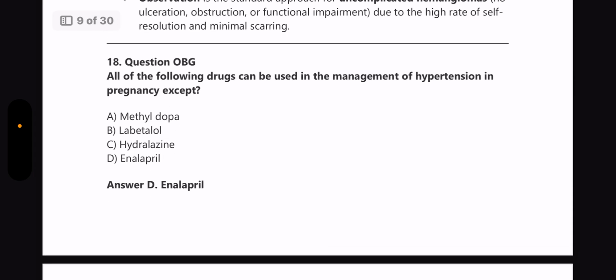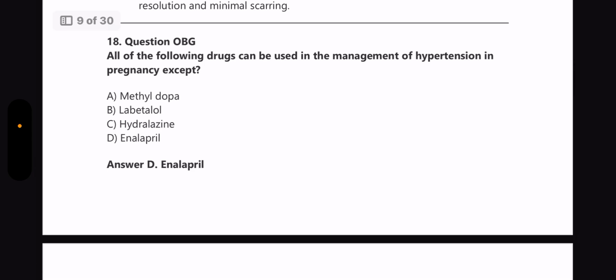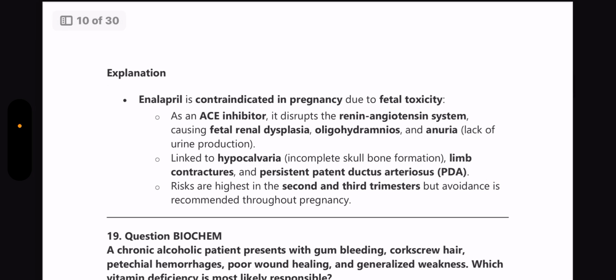Next question from OBG. All of the following drugs can be used in the treatment of hypertension in pregnancy except. Answer is enalapril. Again, the management of diabetes in pregnancy and management of hypertension in pregnancy, all these are very, very important topics. Please learn more about them.